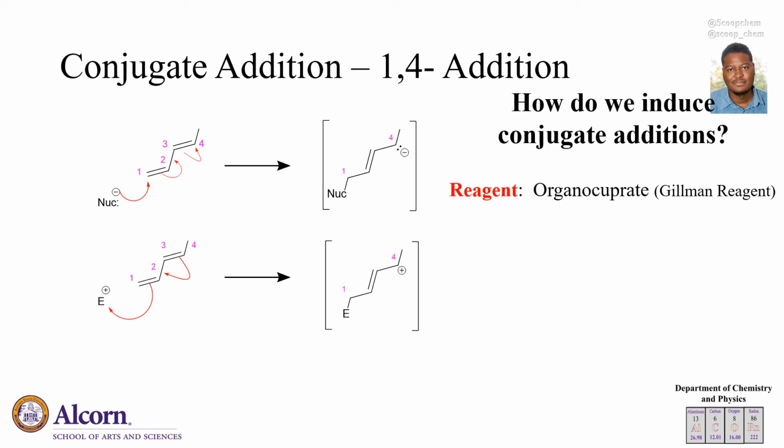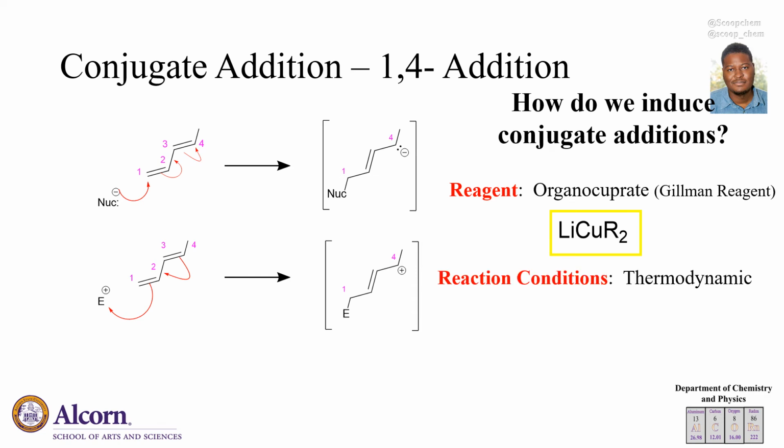So how do we induce these conjugate additions? There are two ways. The first is with the proper reagent. The organic cuprate, also referred to as the Gilman reagent, is the nucleophilic reagent that undergoes 1,4 additions. The other way to induce a conjugate addition is with thermodynamic reaction conditions, and thermodynamic conditions are heated or prolonged reaction conditions.